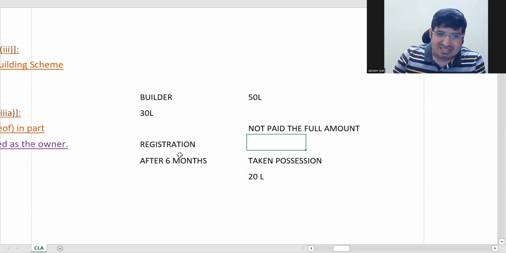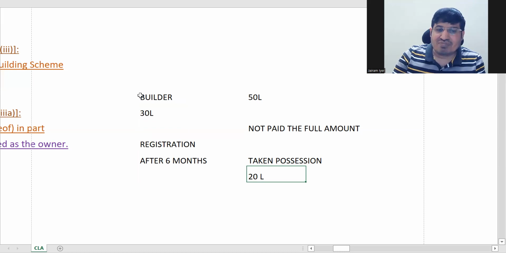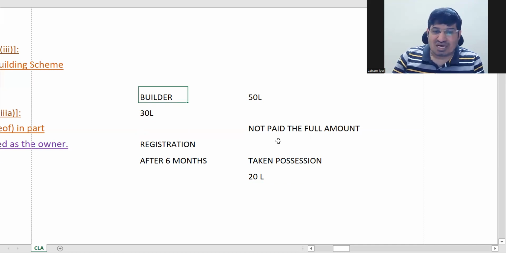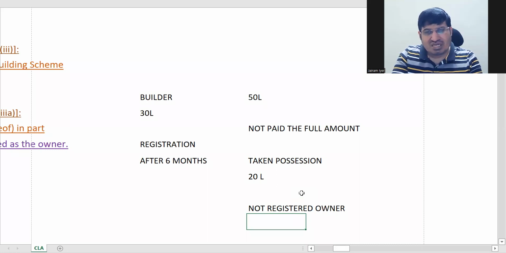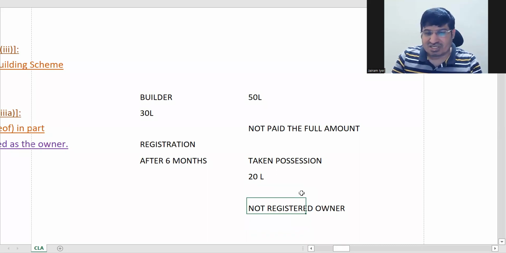So in this case, the person who has started living here after paying 30 lakhs, the registration rights are still with the builder. When he gives this balance 20 lakhs, only then will the builder register it fully in his name. The builder will register in the name of the purchaser only after he has paid the full amount. So now the person who is staying here is not the registered owner, correct? After 6 months he'll become the registered owner. Now he is not the registered owner.